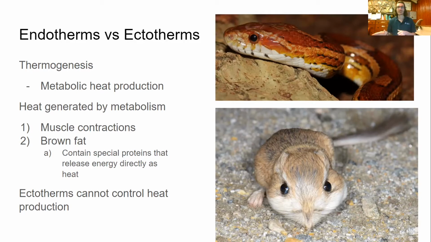Ectotherms cannot control heat production. Now, they do get some heat through metabolic processes, but it's not voluntary. They can't control it. They can't increase it if they need to maintain a stable body temperature. But of course, all animals convert food to energy and use energy for growth, so they are still going to get some heat from this. It's just not something that they can regulate or control for producing heat. So that's the big distinction here, which is pretty interesting to think about.